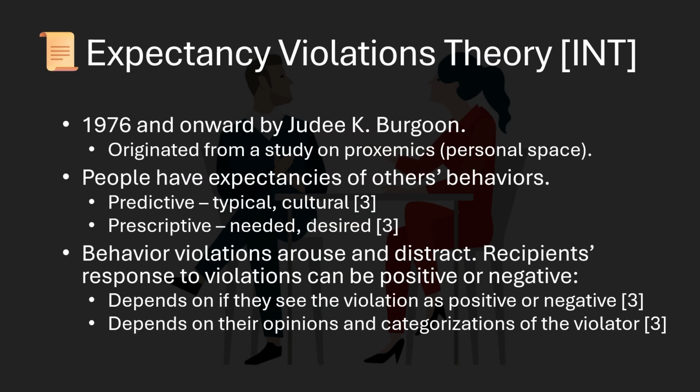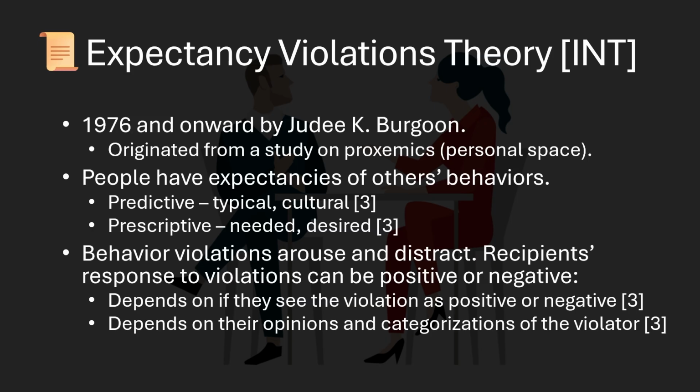Now let's move away from relationship development and talk about one last theory that goes over behaviors in interpersonal communication. Expectancy violations theory was developed by Judy K. Burgoon beginning in 1976. This theory originally came from research on proxemics, which is the study of personal space and how people use physical distance when communicating.